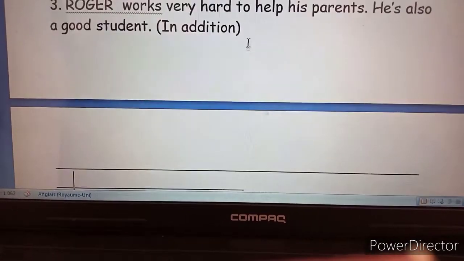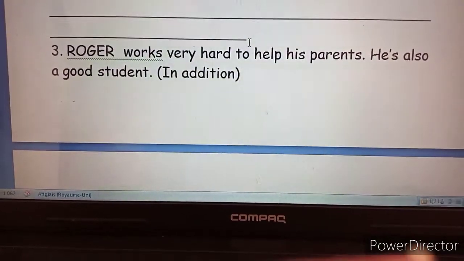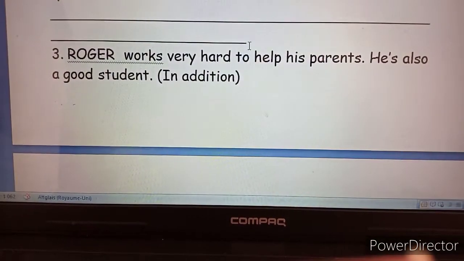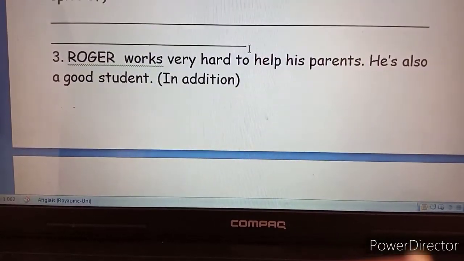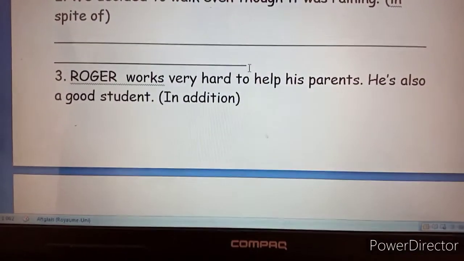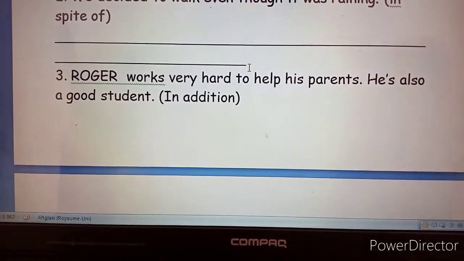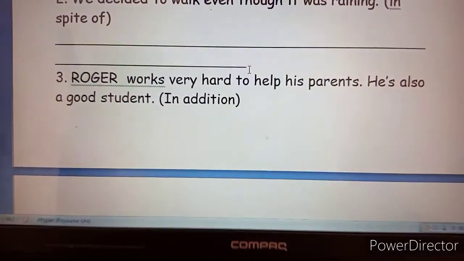Next, Roger works very hard to help his parents. He is also a good student. Same here, we will remove also and we will put in addition. Clear?